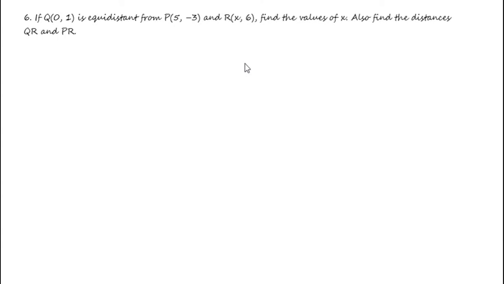If Q is (0, 1) is equidistant from P (5, -3) and R (x, -6), find the values of x, also the distances QR and PR. Now point Q is equidistant from P and R, that is PQ equal to QR. What is PQ?